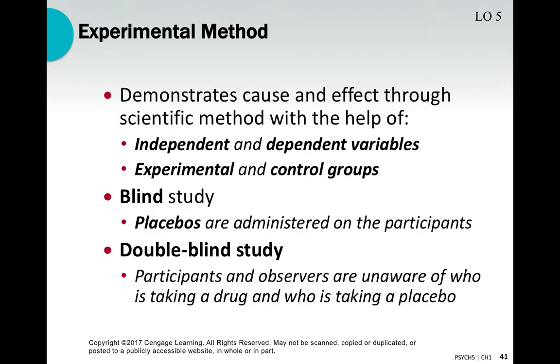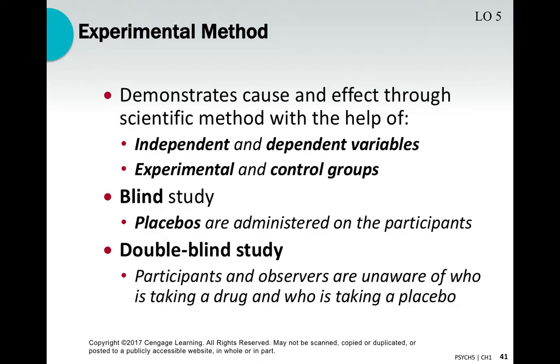The dependent variable is the outcome, what you are measuring. So if we're testing a new antidepressant drug, maybe the dependent variable is scores on a depression scale. Maybe we want to see those scores go down as participants take medication. Typically, experimental research uses at least two groups: an experimental group, the one who receives the treatment, and a control group who does not. The control group serves as a baseline for comparison.